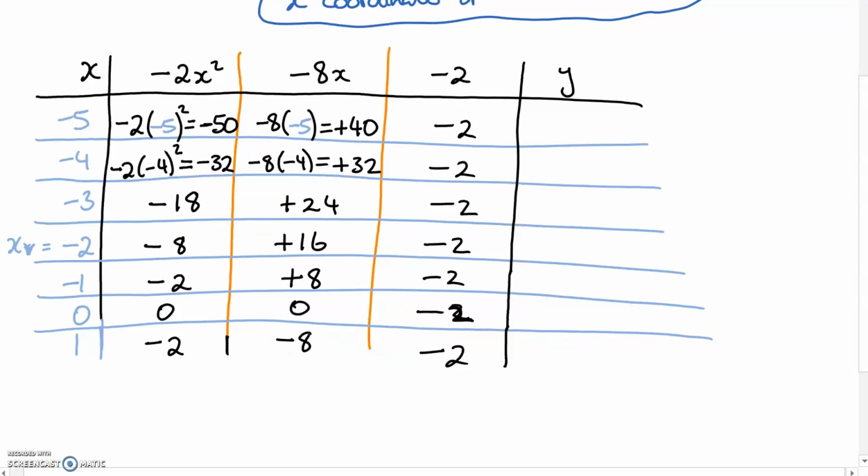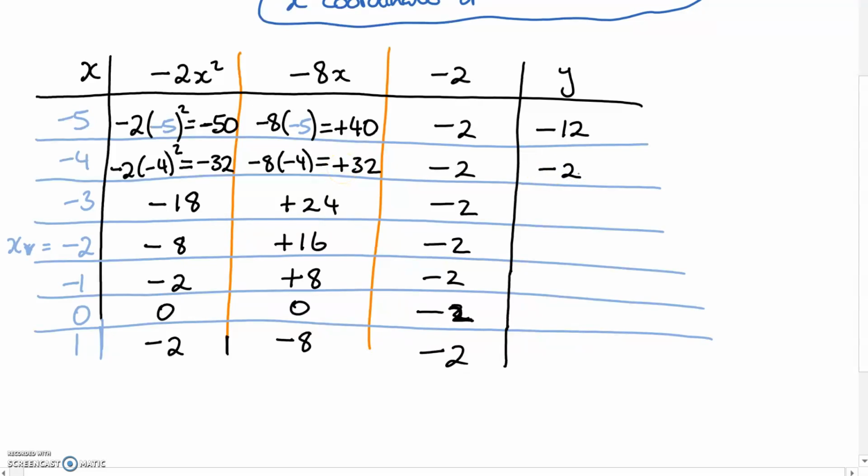Okay, so for each of these lines we're going to add the 3 numbers in the middle. So it's going to be negative 50 plus 40, that's negative 10. Minus 2 is minus 12. Okay, then we have negative 32 plus 32, that's 0. Minus 2 is just minus 2.